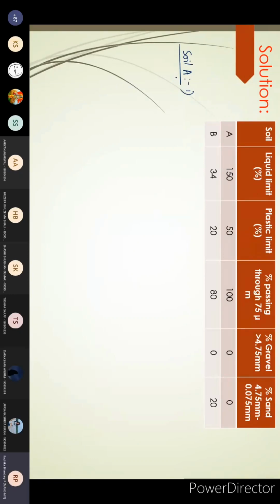First we have to say whether it is coarse grained or fine grained. Fine grained. Why is it fine grained? Because the percentage passing through 75 micron is 100%. So more than 50% is passing 75 micron, hence fine grained. Please write the steps, don't miss out the steps. Hence fine grain soil. So what will the next step be?